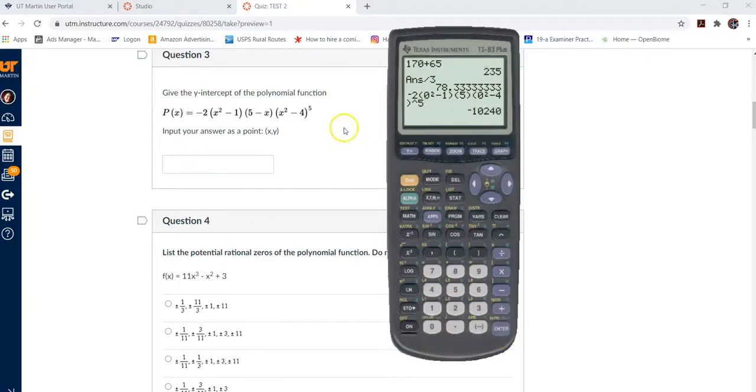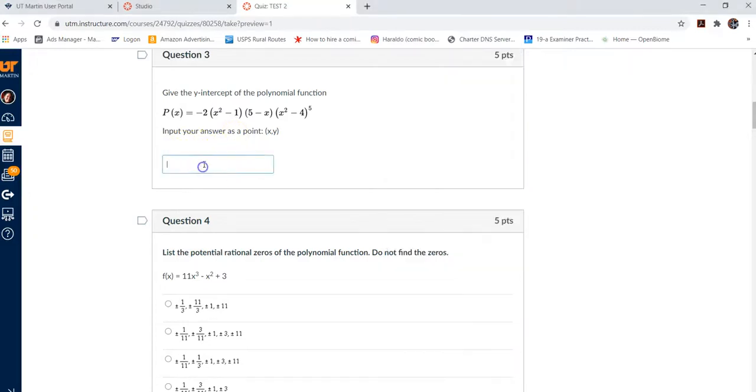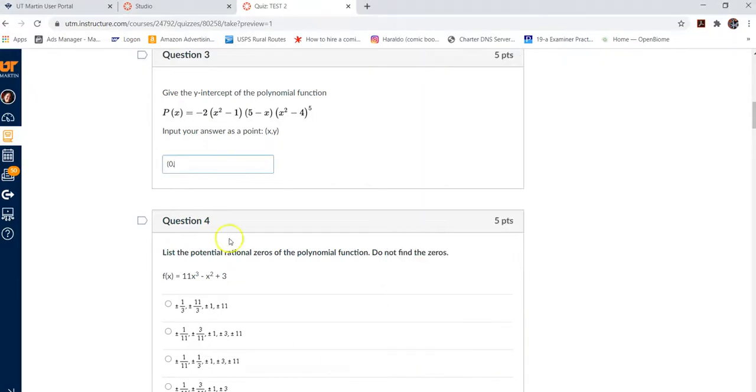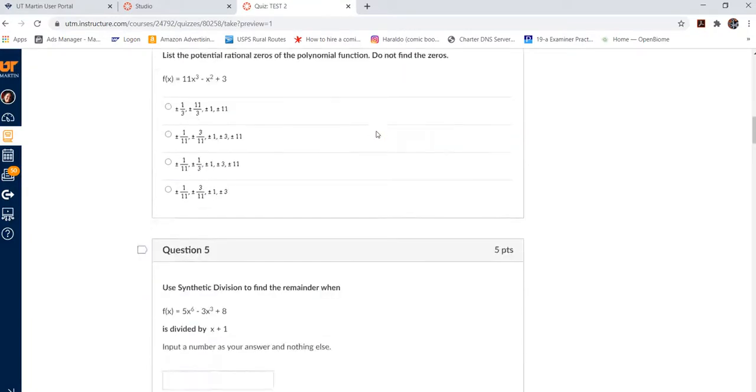All right, so that's where the y-intercept is, negative 10,240. Now, the instructions say input your answer as a point. So the y-intercept is going to be the point 0, comma, and then whatever that number was, negative 10,240. Then close parentheses. Now I have followed the instructions. I've inputted it as a point.